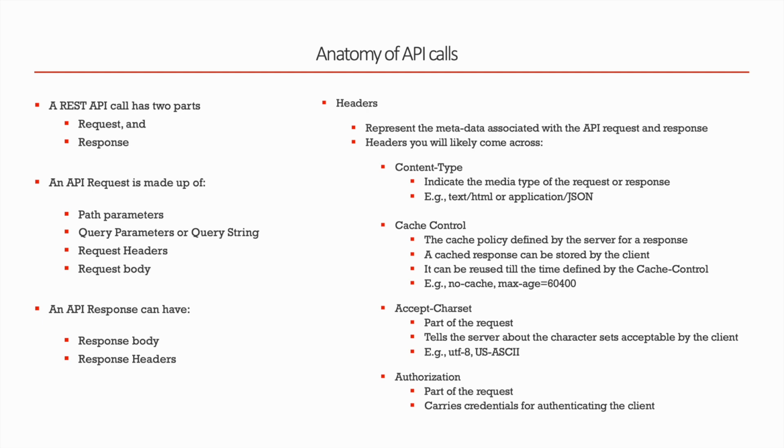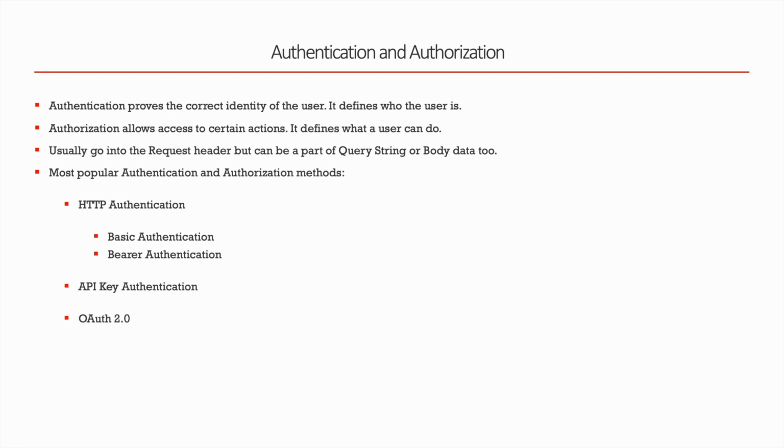So what is authentication and what is authorization? Oftentimes you might have heard the words used interchangeably, but authentication refers to proving the correct identity of the user. It defines who the user is. Authorization, on the other hand, defines what actions are allowed to a user. It defines what a user can do. Both of them go into the request header, but they can also be part of the query string or body data. While there are various authentication and authorization methods, the most common are HTTP authentication, API key authentication, and OAuth 2.0. OAuth 2.0 is the successor of OAuth 1.0.